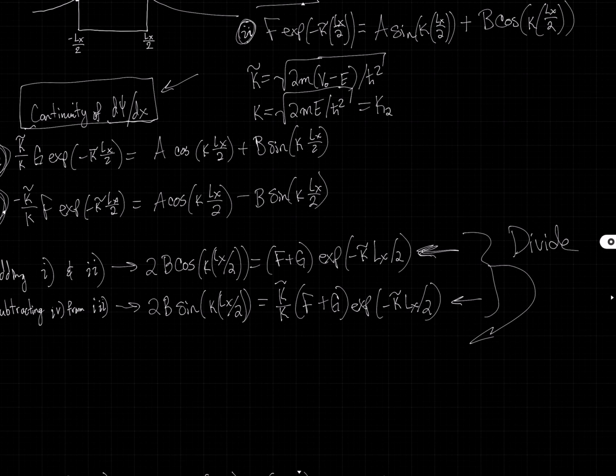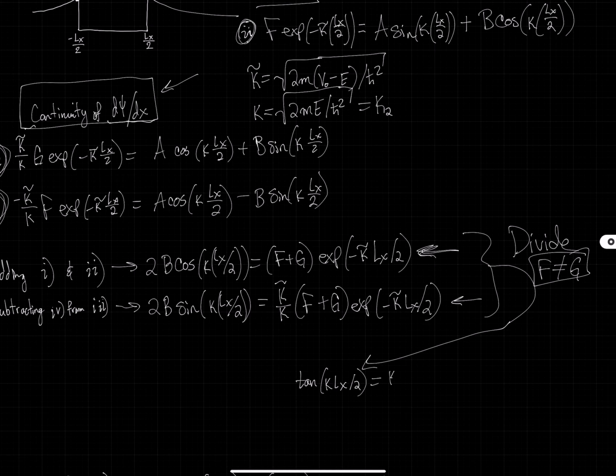this can only be true if f is not equal to g, of course, because if f were equal to g, such a division wouldn't make sense. You'd be dividing by 0. You have a tangent, so you can bring this over here. You have the tangent of k Lx over 2 is equal to kappa over k. All right?